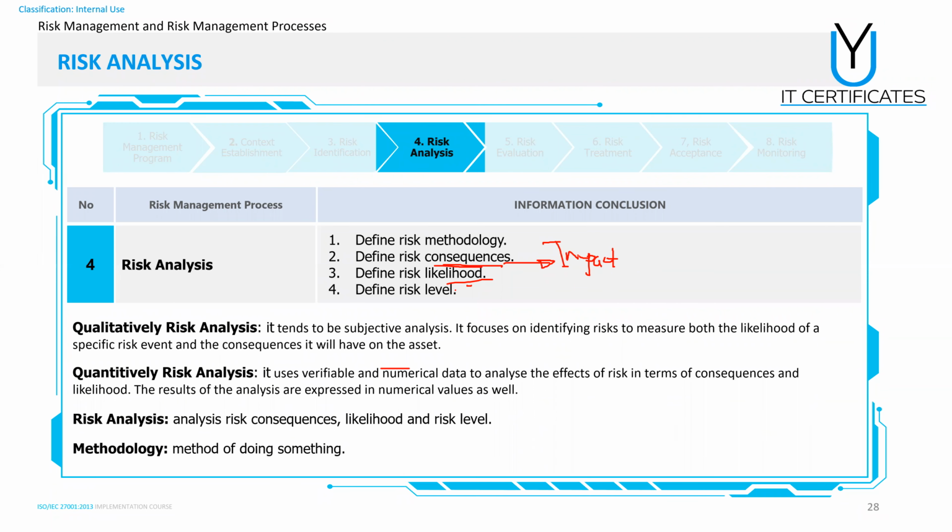you have to pay 1 million euro, or 2% of the overall revenue of the previous year. This is one of the impacts. Also, this means that you will have a bad reputation in the market, you will lose market share, and so on. And you have to define the likelihood: how many times the risk can happen.